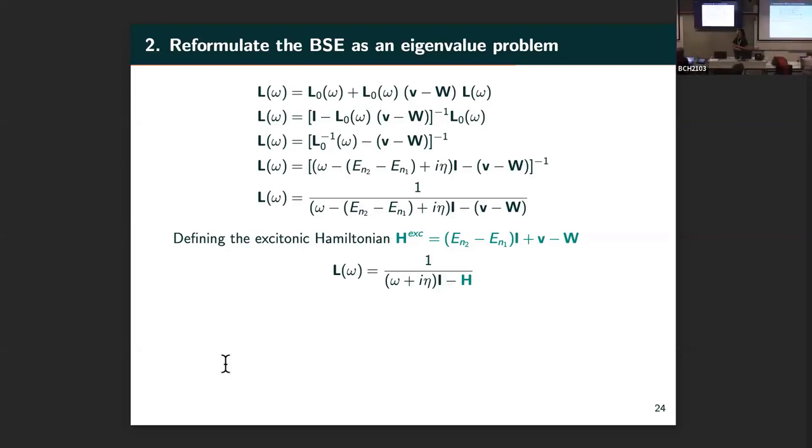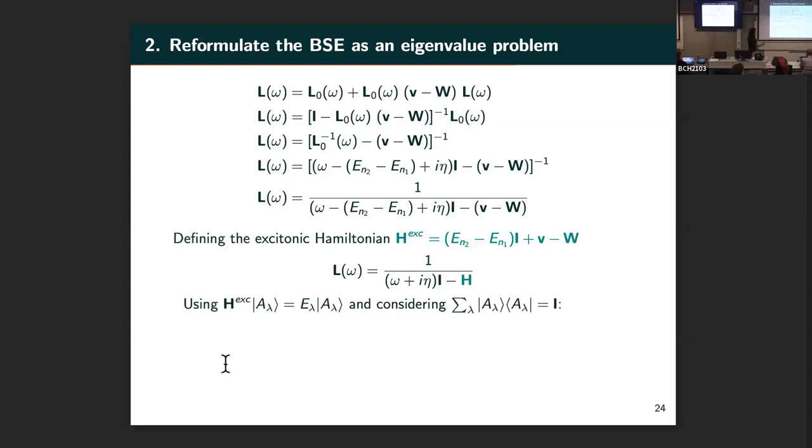I mean, have you seen this L before? In Francesco's talk, he defined what looks like a kernel, a wave function kernel. It's the inverse of a kernel. In Francesco's talk, he also defined the Green's function in this way. Let me make it more familiar for you now.